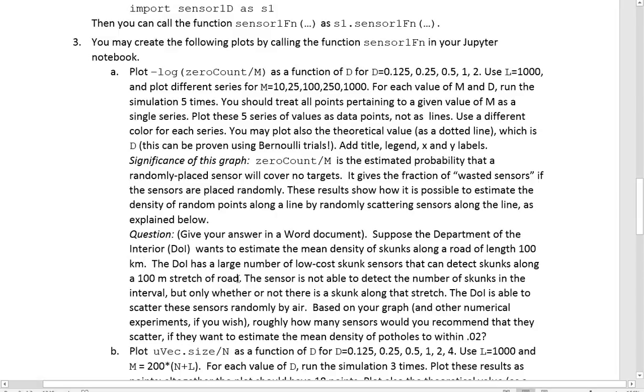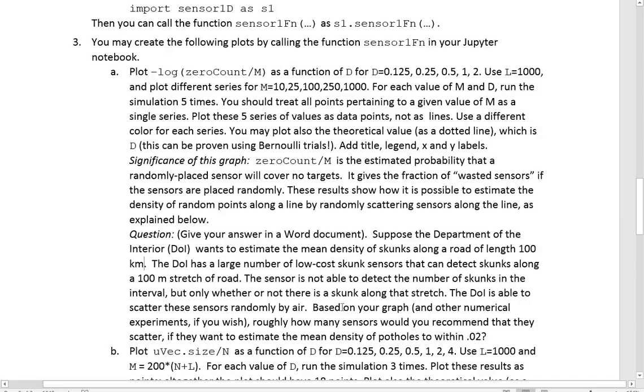They're not people. They're something that can possibly detect the scent of a skunk for 50 meters. 50 meters in each direction would make 100 meters. So notice that the sensor length is 100 instead of 1, but the total length is 100 kilometers. 100 kilometers means that's 100,000 meters. So still the length of the road is 1,000 times the length of the sensor.